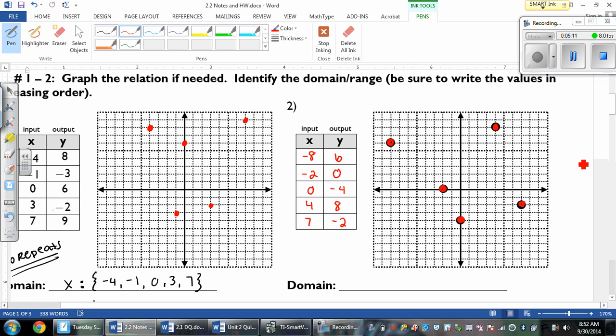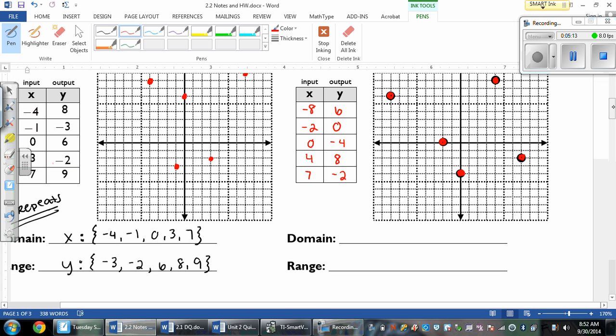Alright, let's go ahead and list the domain. Remember, my domain are my x values, so I'm going to start with x, and the colon, and then I'm going to start with the set. That's how I represent it with brackets. Remember, I have to list the x values in increasing order with no repeats. So my smallest x value is going to be negative 8, then it's negative 2, 0, 4, 7.